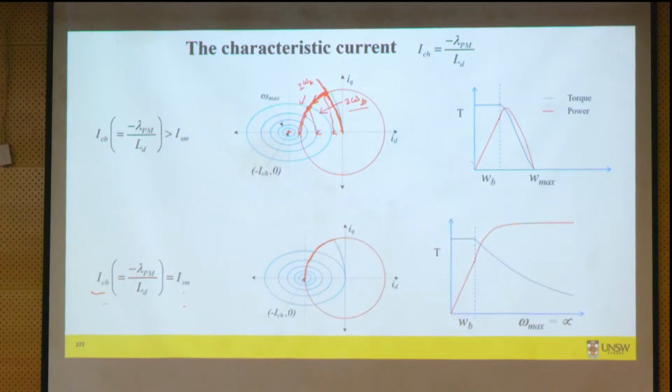Theoretically, of course, in reality you cannot go to infinite speed, because at some point the torque will become so low that you cannot even rotate your rotor anymore. So that will be your last speed point.